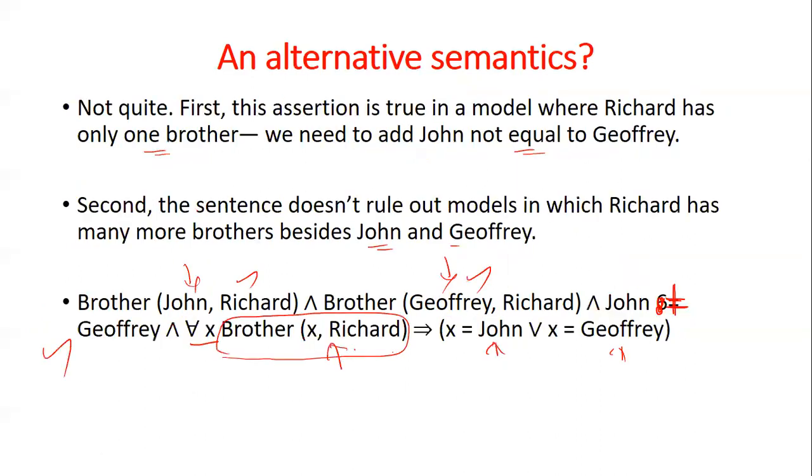Okay. But here we are locking all those things. First we are saying that John is the brother of Richard. Then we are saying Geoffrey is the brother of Richard. Then we are saying that John is not equal to Geoffrey, which means both of them are different. Then we are saying that for all x, if x is the brother of Richard, then x will be either John or Geoffrey, nobody else. So it means that there are only three brothers, John, Geoffrey, and Richard.